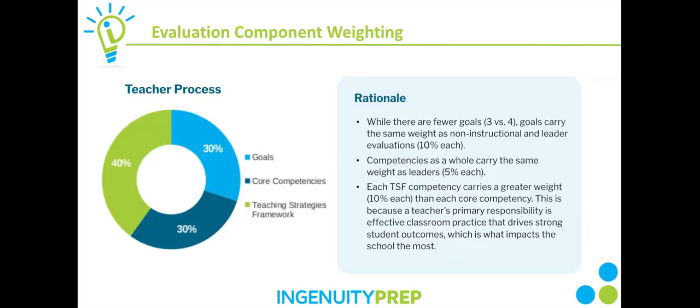Lastly, let's look at how the weighting works for a teacher. Just like other staff members, teachers' final scores are made up of goal and competency scores. In this case, goals are worth 30%, with each of their 3 goals being worth 10%, which is the same per goal value as every other IP staff member. Core competencies are worth 30% for teachers, and the Teaching Strategies Framework is worth 40%.